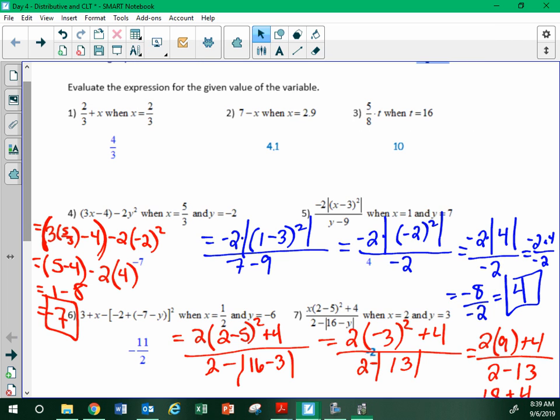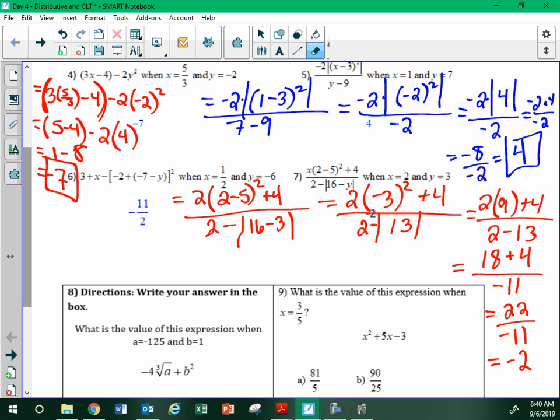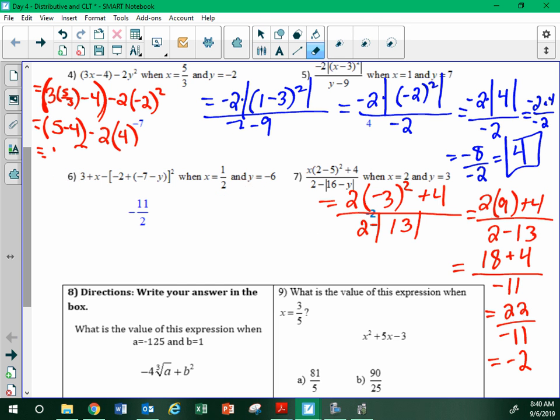All right, other questions on this first piece? Number 6. Okay, let's look at 6. I'm going to go ahead and clean this up a little bit so we have some room.